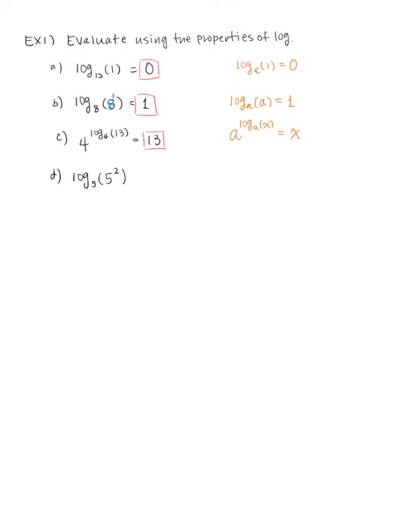Part D, log base 5 of 5 squared. Here, again, do you see that the little base and big base match up? So you can think of it as they cancel each other out. So what's left? Just 2. Let me write down the property that we're using. This is the same thing as log base a of a to the x equals x. So our answer is going to be 2.